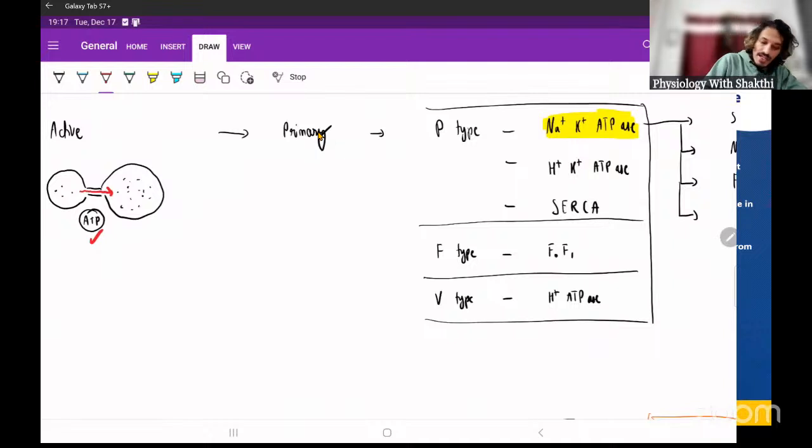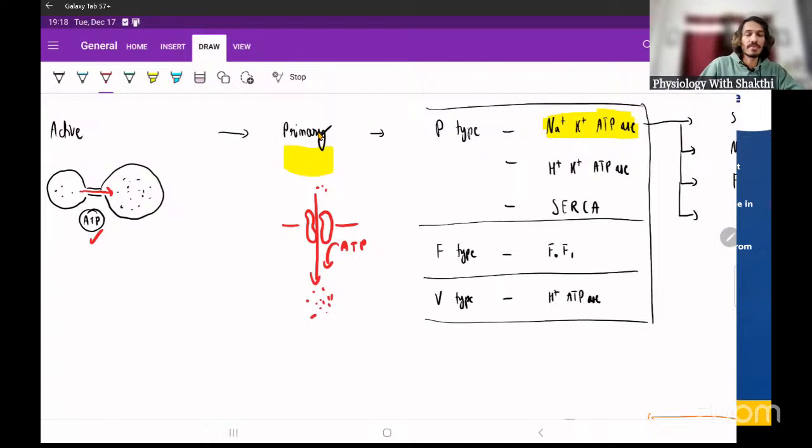What does primary active transport mean? Whatever mechanism is involved here, that by itself utilizes ATP. So there is one transporter here, one channel here. That channel by itself utilizes ATP, and then that by itself takes things against the concentration gradient. That is the primary active transport.